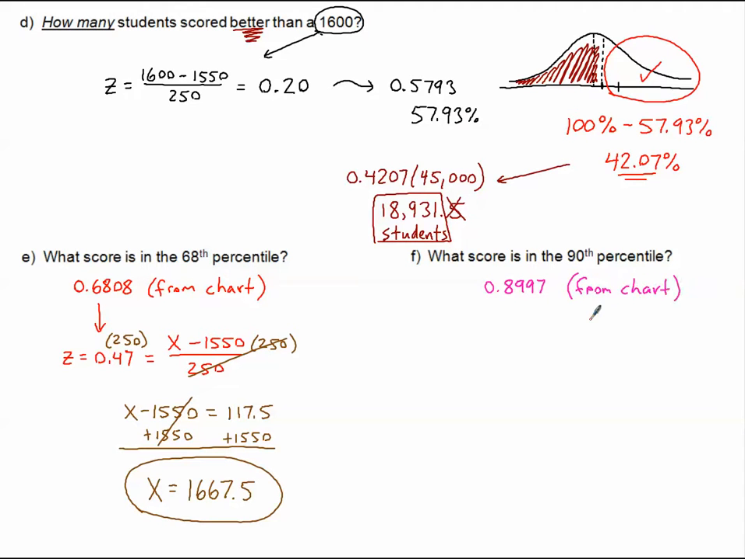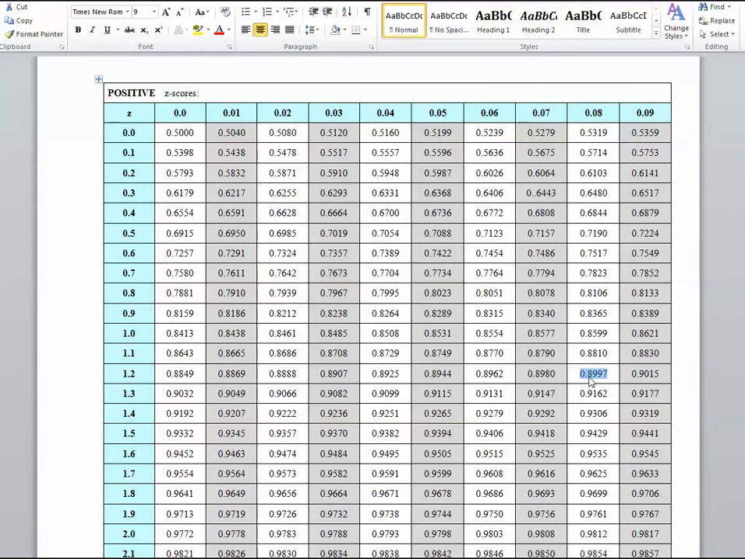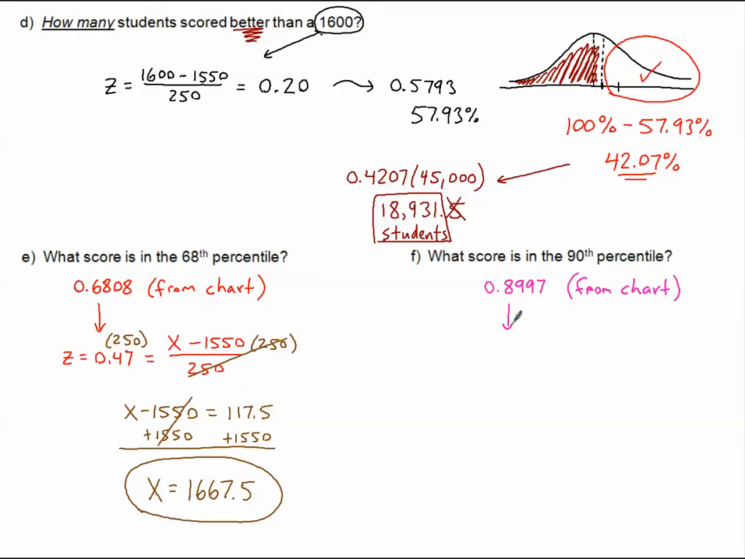And what is that z-score? Let's go figure that out. We've got 1.2, and above that is 0.8. So 1.28 is what we're talking about. That's the z-score of 1.28. And that's going to be equal to our formula, which is x minus 1550 divided by 250. And now we just need to solve this, and we did that before. Let's multiply by 250.